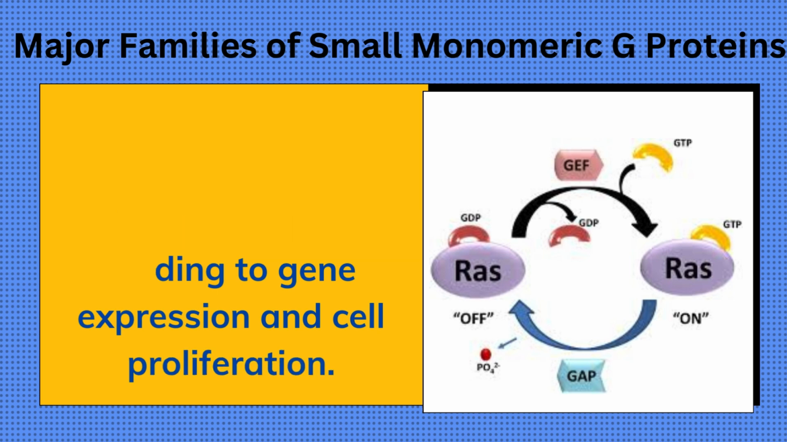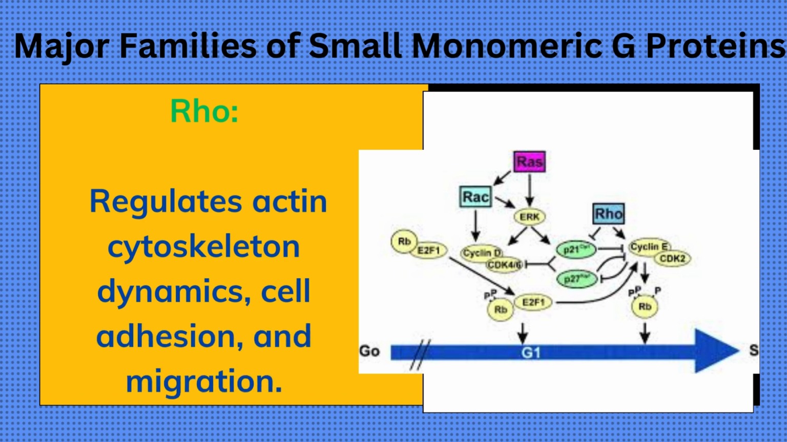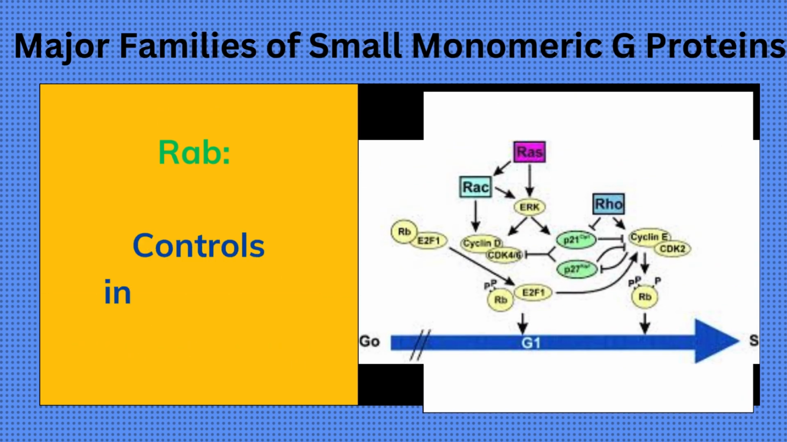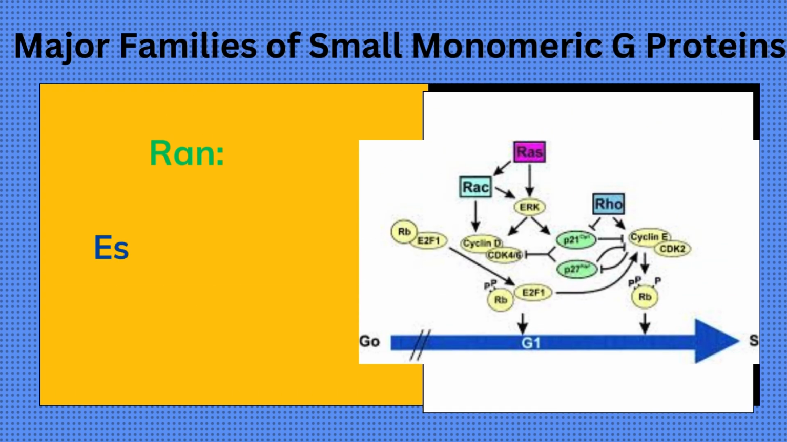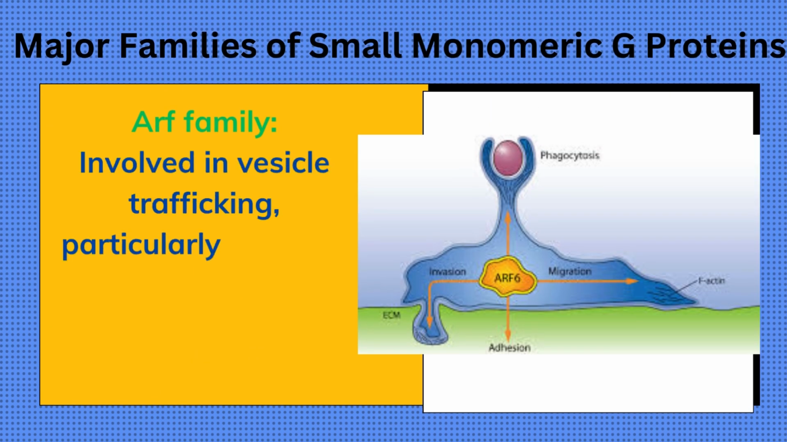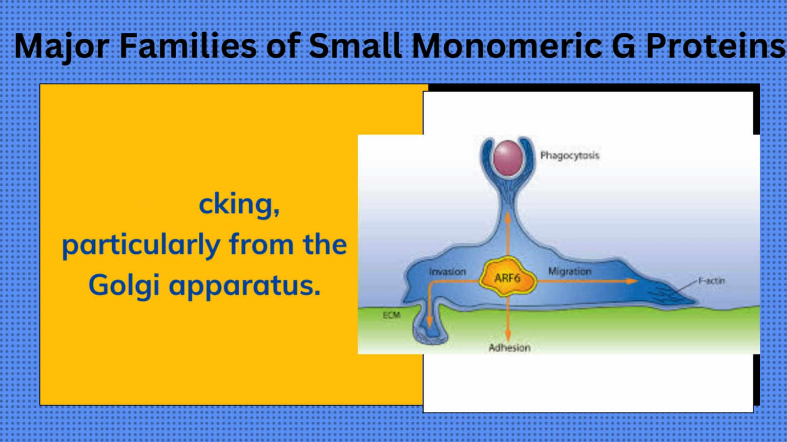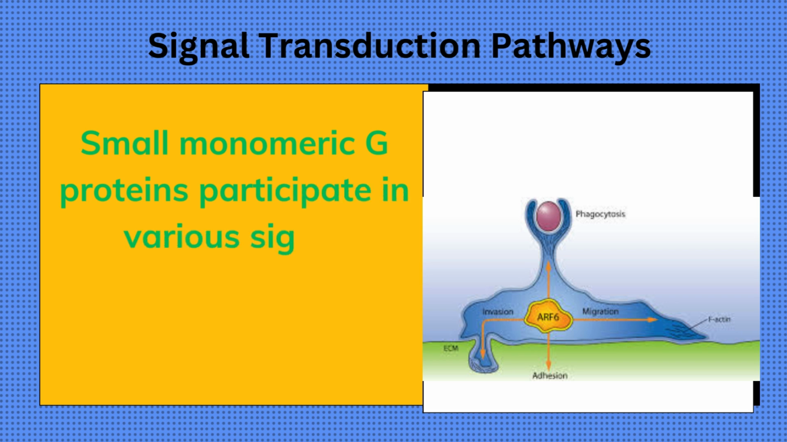Rho regulates actin cytoskeleton dynamics, cell adhesion, and migration. Rab controls intracellular vesicle trafficking. Ran, essential for nuclear transport. Arf family, involved in vesicle trafficking, particularly from the Golgi apparatus. Signal transduction pathways. Small monomeric G proteins participate in various signal transduction pathways.